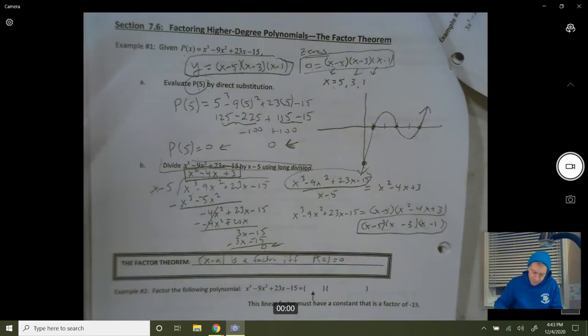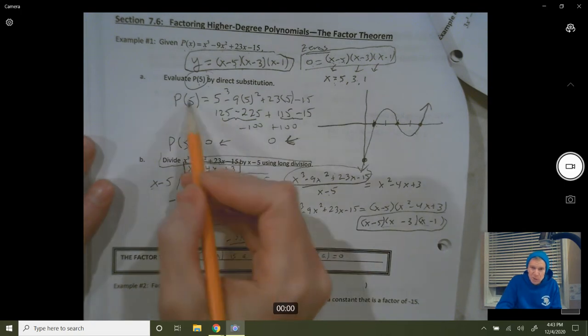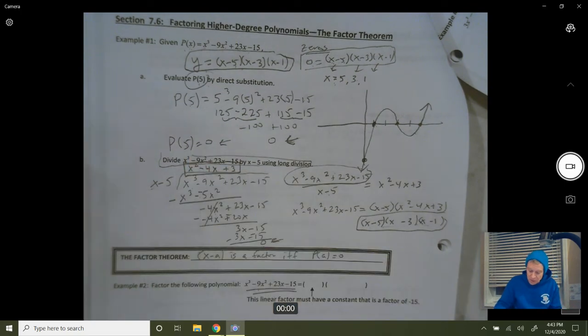Okay, so if we factor this thing, what if they just asked us to factor it? They didn't give us that hint to tell us what to plug in. What do we do? It'd be nice if we knew that p of something was equal to 0, but we don't know. We could start guessing. We could plug in 1, plug in 2, plug in 3, plug in 4, but we'd be plugging in all day. It'd be nice to be able to narrow that down. Well, there is something to narrow it down.